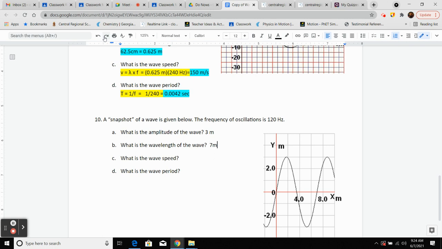Now that we have our wavelength, excellent. We want to know what the speed of our wave is. So here is the equation. We have wavelength. What is the value? 7 meters. What is our frequency? Very good, 120 hertz. Multiplying those two things together, we get 840 meters per second.